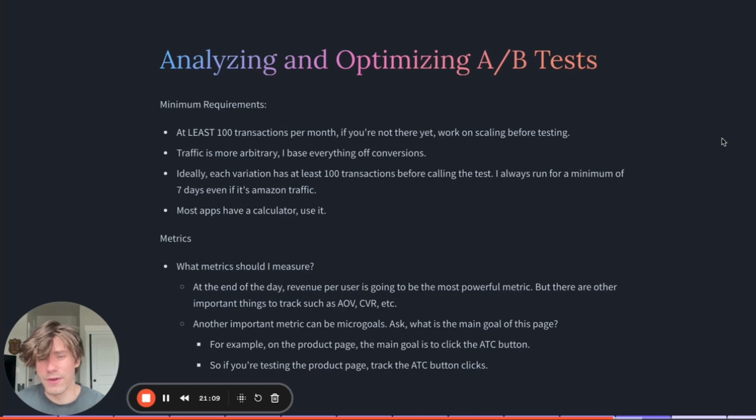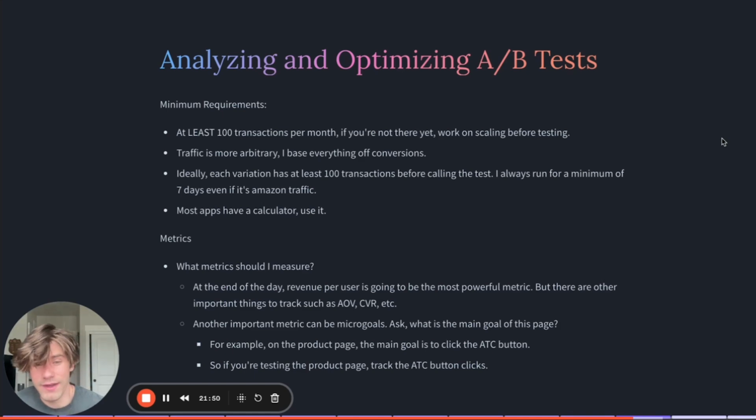Okay, so first things first, I want to talk about minimum requirements a little bit. So what you want to do is have at least 100 transactions per month before you start split testing. If you're not quite there yet, I'd work on scaling a little bit before actually split testing. Instead of testing, I would just go in and change things and see if they bump up that conversion rate or AOV. Just because you need to get up to that point before you start. I personally think traffic is more arbitrary. I base everything off conversions. So if you get 100 transactions per month with 1,000 visitors, that's fine with me.